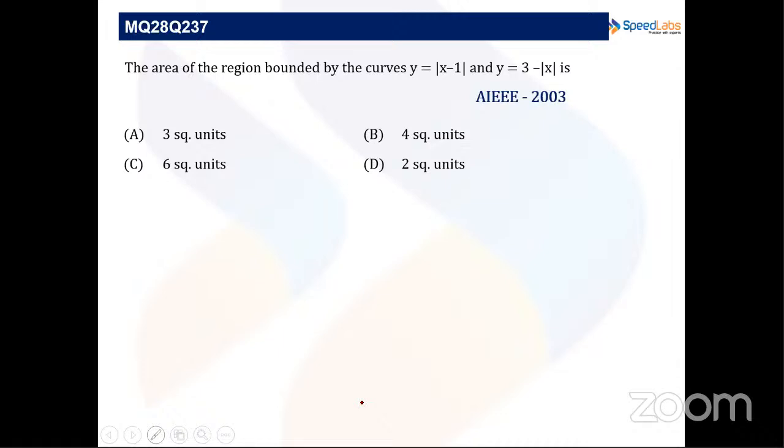Moving to the next question. Our next question is the area of the region bounded by the curve y equals mod x minus 1 and y equals 3 minus mod x.